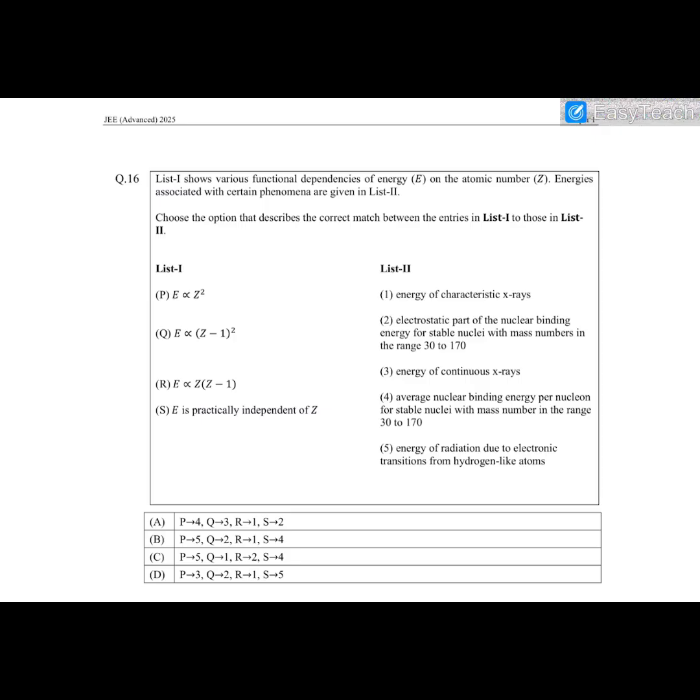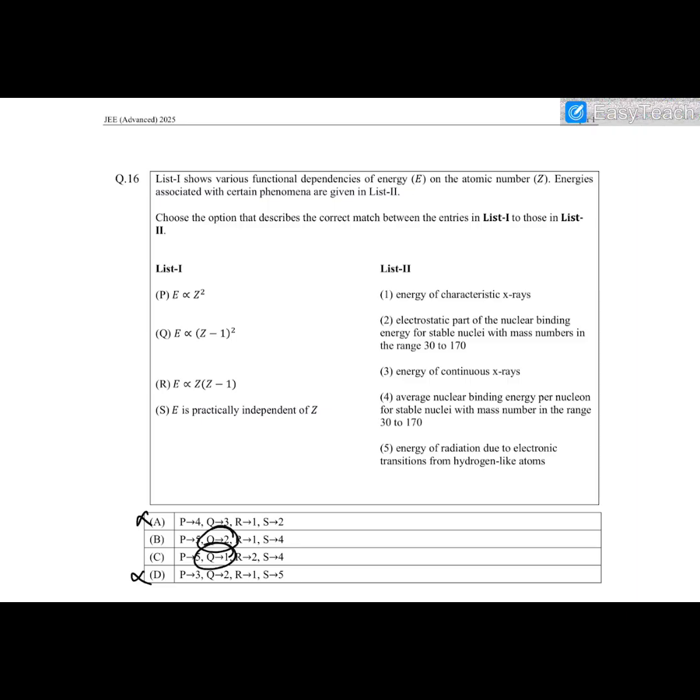We all know that in hydrogen atom or hydrogen-like atoms, energy is minus 13.6 into Z square upon N square. So the correct matching of P will be 5, in which it says energy of radiation due to electronic transitions from hydrogen-like atoms. So A could not be the correct one and D could not be the correct one. Now we need to check Q.